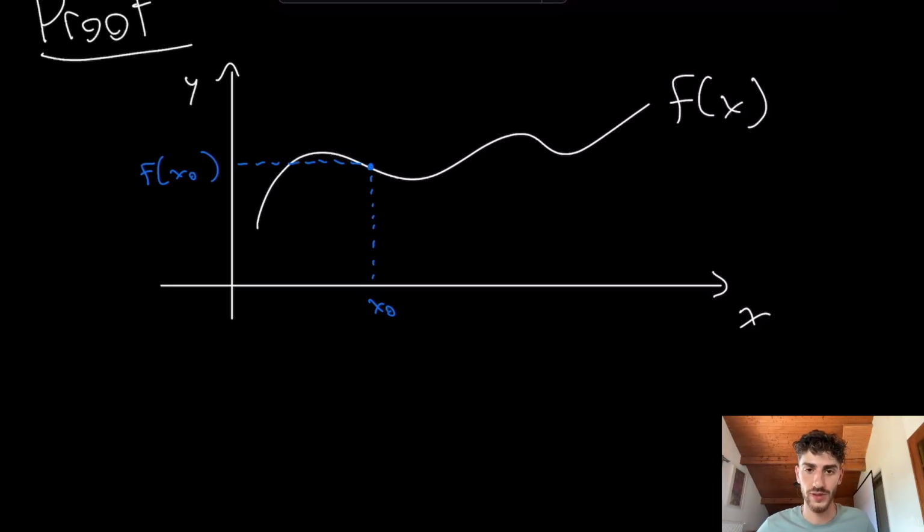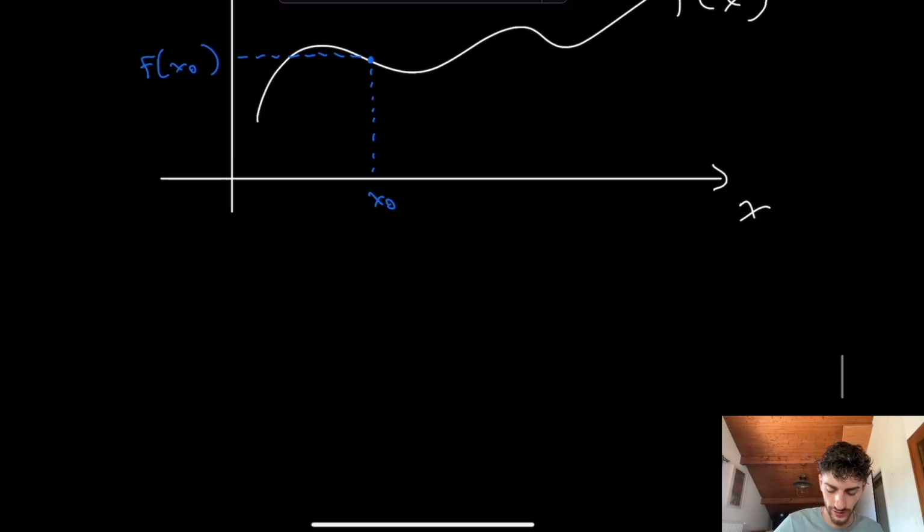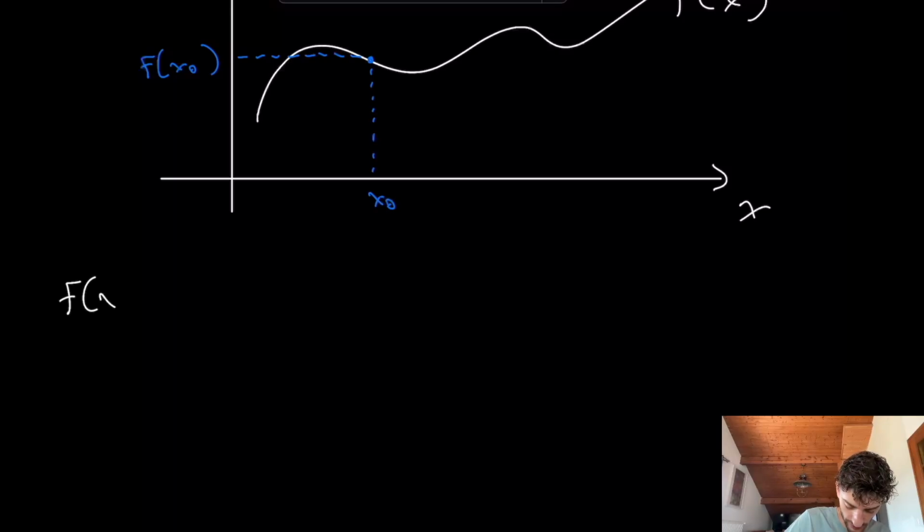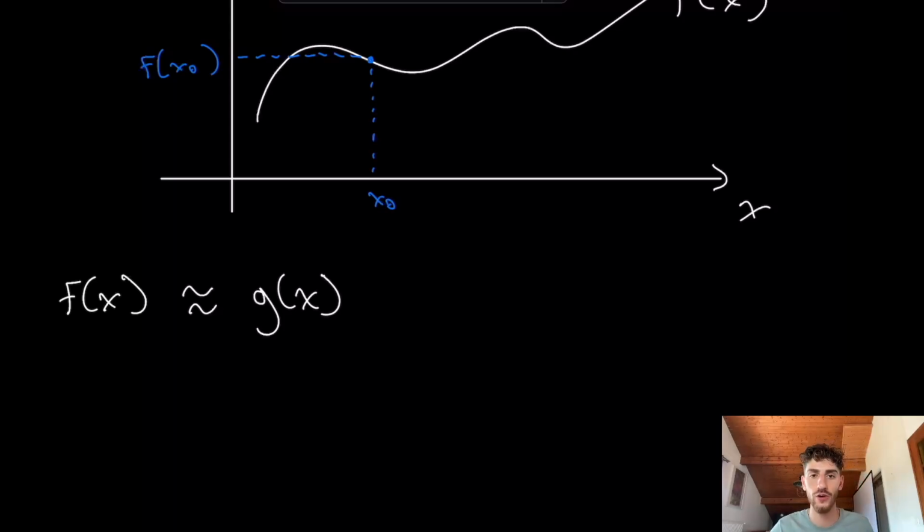And now I want to approximate this, okay? So what I'm trying to find, the goal here, is to take f at x and find something that's almost equal to f at x, okay? Some other function g at x. And we're trying to figure out what we can make g of x to make it close to f at x, okay?